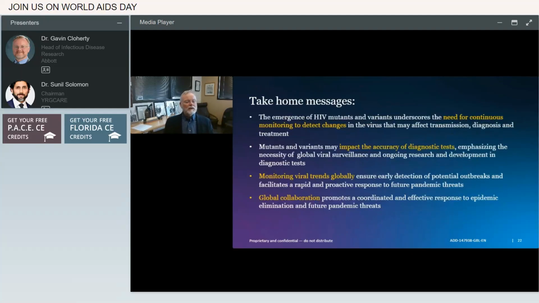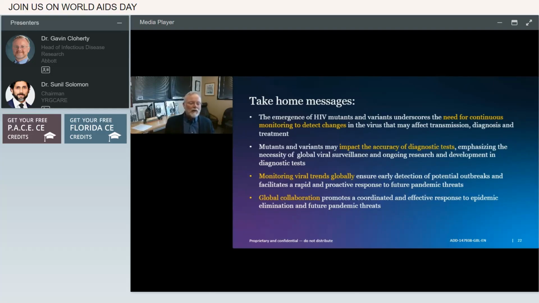So the take-home messages today are that HIV continues to evolve. New mutants occur on a daily basis, and we need to be monitoring for these because they can have an impact on how the virus is transmitted, how it's diagnosed, and how it's treated. They can also impact the accuracy of diagnostic tests. So this is reinforced every day, and we recommit to the global surveillance program and our ongoing research to make sure that our diagnostic tests work regardless of where they're performed or where an infection is acquired.